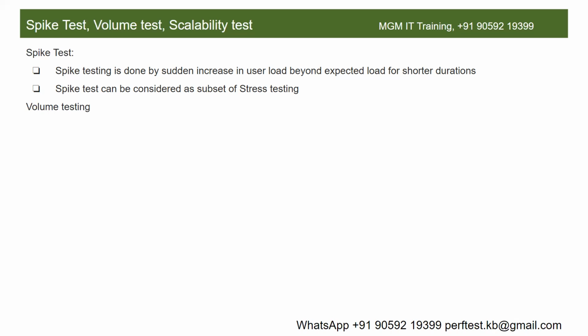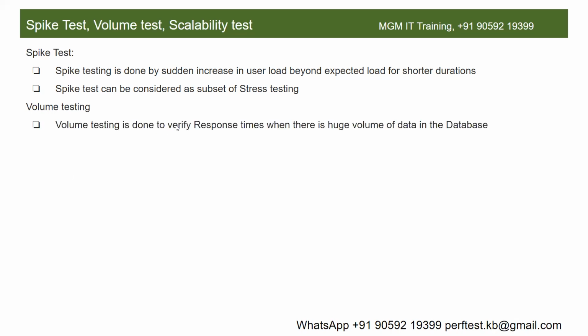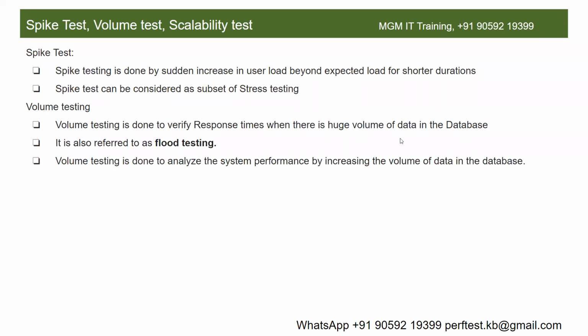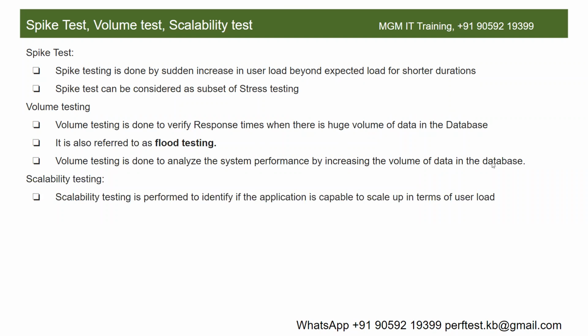The next type of testing is volume testing. Volume testing is done to verify response times when there is a huge volume of data in the database. This is just a recap of the different types of testing. It is also referred to as flood testing. Volume test is done to analyze the system performance by increasing the volume of data in the database. Volume of data means the number of records in the database.